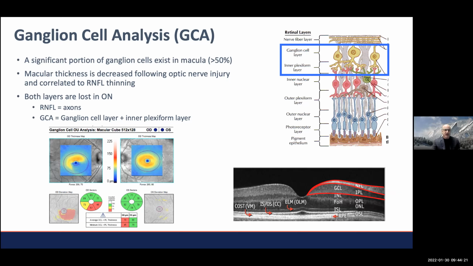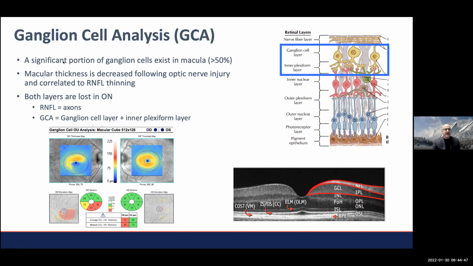Using segmentation algorithms, the ganglion cell layer and adjacent inner plexiform layer, as you heard of just in the prior lecture, can be quantified to provide a very sensitive measure of optic nerve injury. Because the inner plexiform layer and ganglion cell layer can't be separated, they're put out as a joint GC plus IPL analysis.